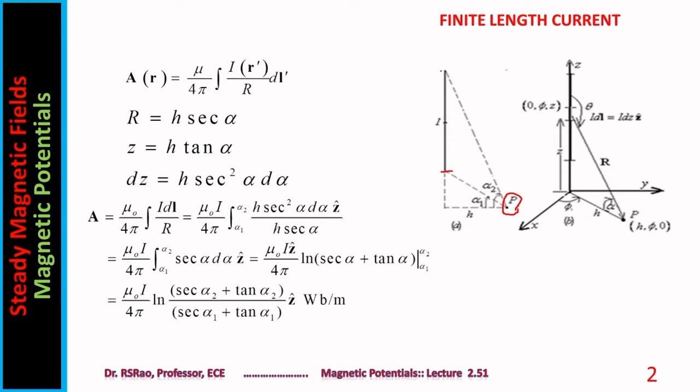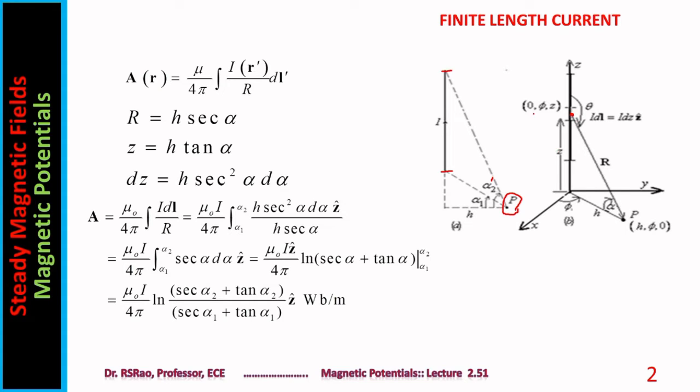The current is I. The lower end of the conductor is making an angle alpha 1. Upper end is making an angle alpha 2. Also note that point P is at a distance of h from the conductor. To find A, we set this conductor over the z-axis of a cylindrical coordinate system, and notice here it is placed, the conductor is adjusted in such a way that the field point is lying over the xy plane.